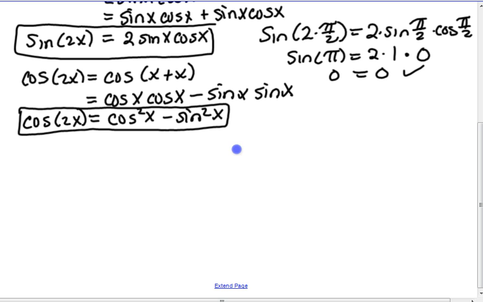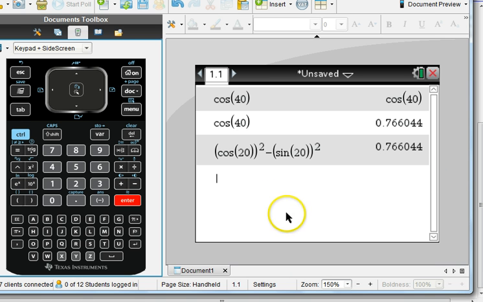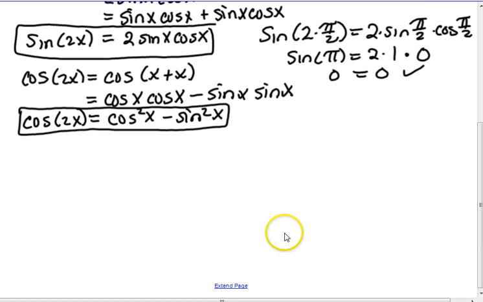It might be interesting just to try this with an angle that's not a special angle. So let's go on the calculator here. So we can see here cosine 40 is 0.76044. Cosine of 20 squared minus sine of 20 squared is also the same thing. So just picking an arbitrary angle, I happen to be in degrees. I use degrees in here, but it works the same for radians. Okay, so let's go back now.